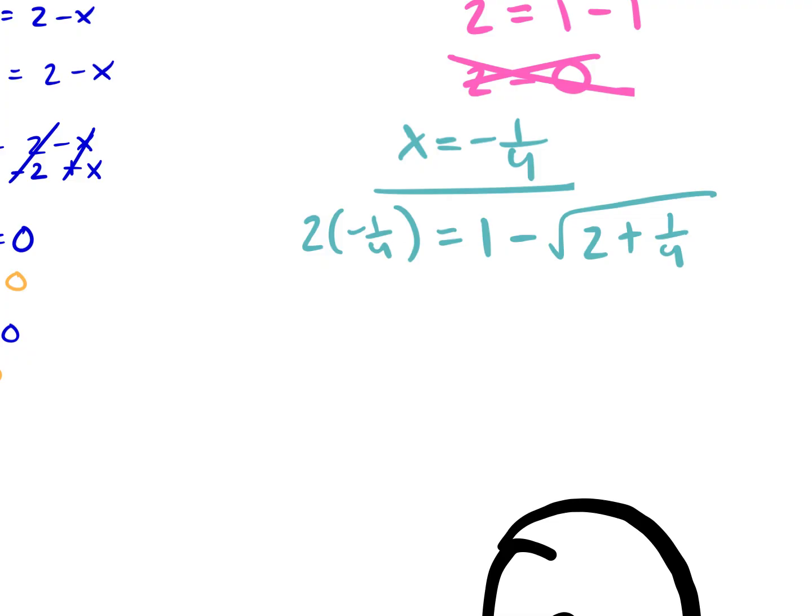So 2 times -1/4 would be -2/4. What does -2/4 simplify to? -1/2, perfect. Equals 1 minus 2 plus 1/4. What do we need when we're adding with fractions? Common denominator. So I could make this 8/4. So that would be the square root of 9/4 when we add them together.